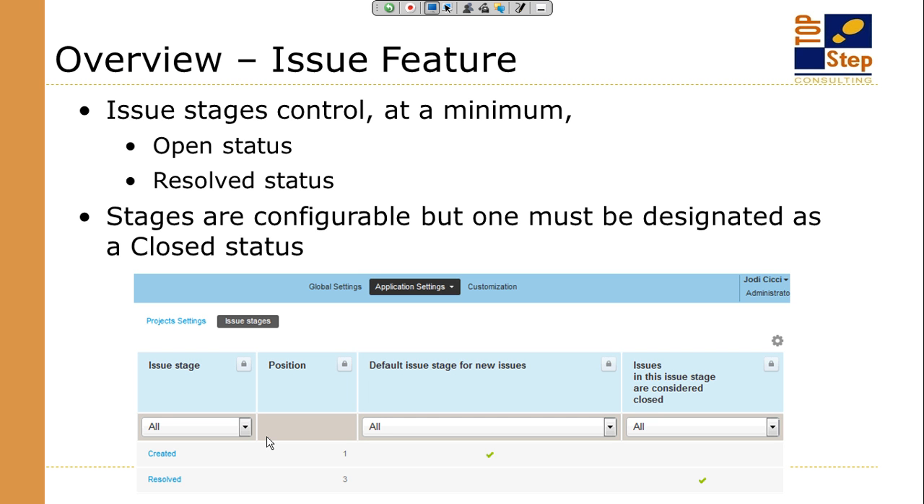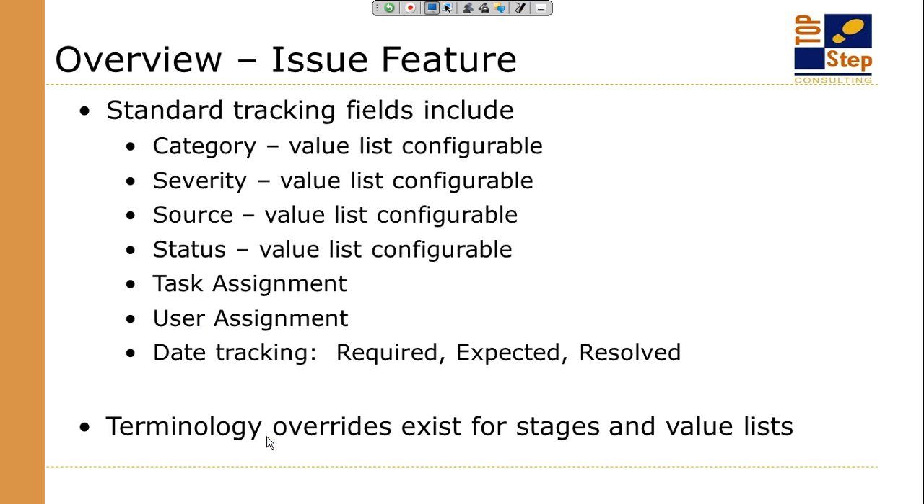Okay. So where are the issue stages controlled? The issue stages are actually controlled again under that application settings area on the projects. So issues themselves, once you turn them on, then there's I think four different fields that now you have control over populating. Things like, and I think it's on the next screen here, things like the category of the issue, the severity of the issue, the source of the issue, the status of the issue. Those are all configuration items that you can control in the system by populating what the value list is going to be for these.